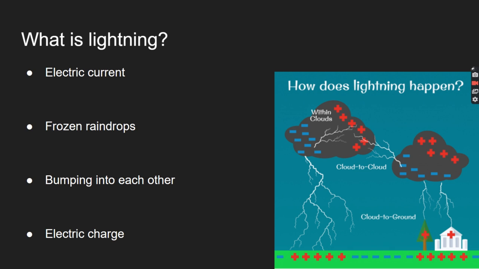It forms up in the sky in thunderclouds. The frozen raindrops bump into each other as they move around, and these collisions create electric charges, and eventually the whole cloud fills up with it, and when the electric current tries to find the ground, it ends up striking at over 300,000 kilometers per hour.